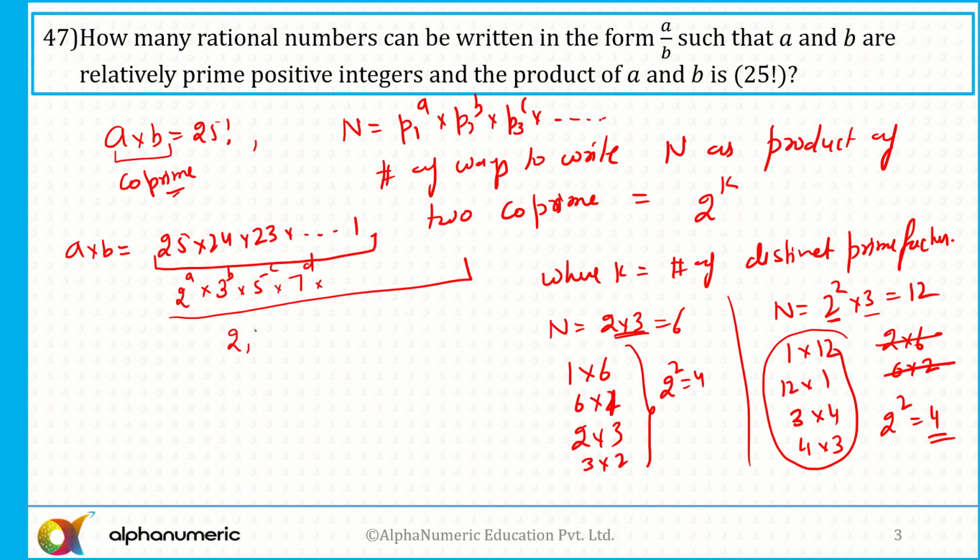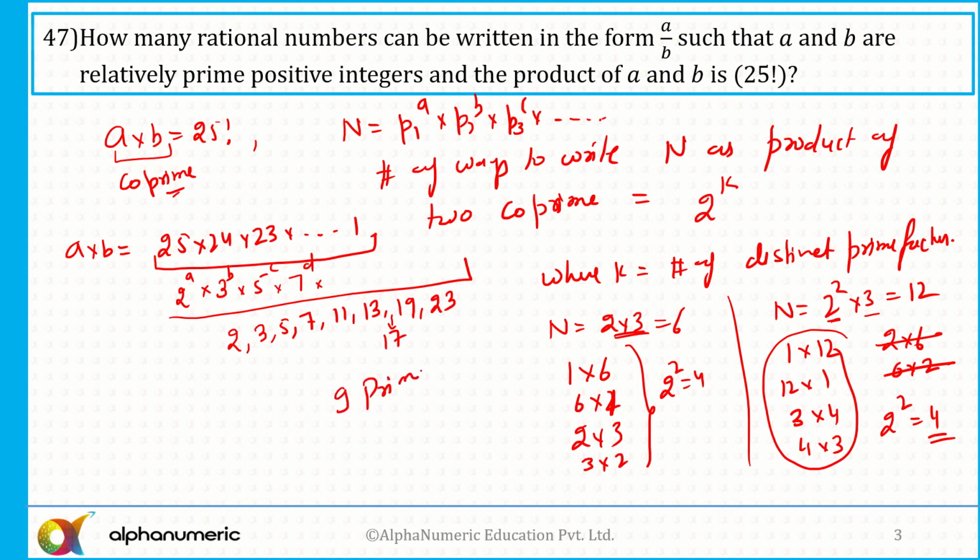So prime factors will be 2, 3, 5, 7, 11, 13, then we can say 19 and 23. Okay, so 2, 3, 5, 7, 11, 13. One more, that is 17. I left it out. So there are 9 prime factors.